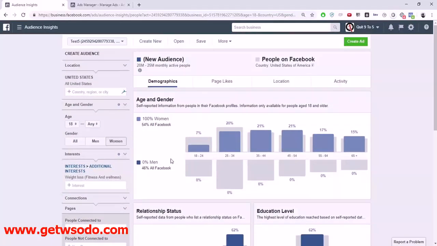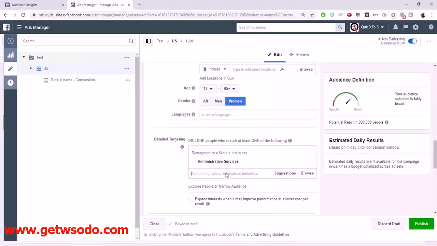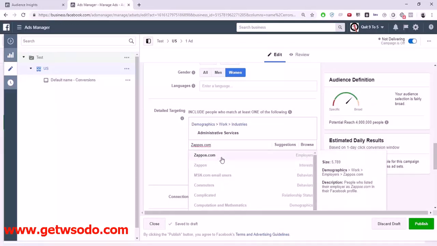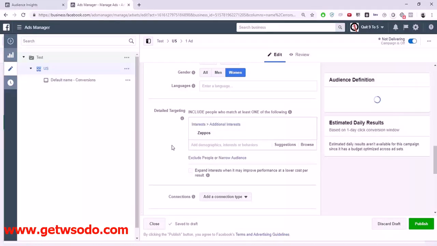So another thing you can do is scroll up and go to page likes. So women that are interested in weight loss, 18 plus, like pages like this. The category would be clothing store here. So let's say zappos.com, and then you take that and plug it over here. So zappos.com. This is 5,800, so we don't want that. That's employers. So this is an additional interest. So Zappos. Remove administrative services.